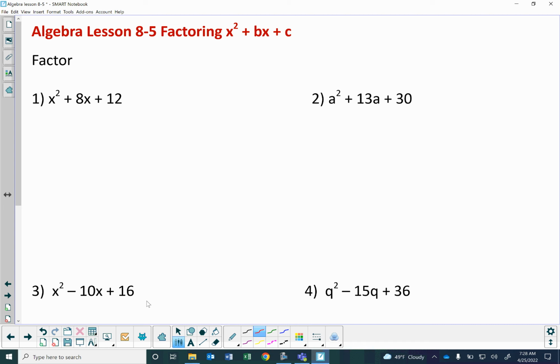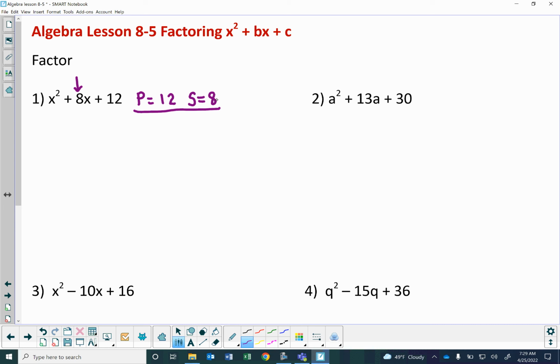If we're going to factor x squared plus 8x plus 12, we need a product of my constant term, which means I need a product of 12, and I need a sum of whatever b is, and b is right here. So I need a sum of 8. So I need two numbers that multiply together to get 12 and add together to get 8. I know that all my factors have to be positive because I don't have any negative signs throughout my problem. Therefore, I'm going to only focus on positive numbers.